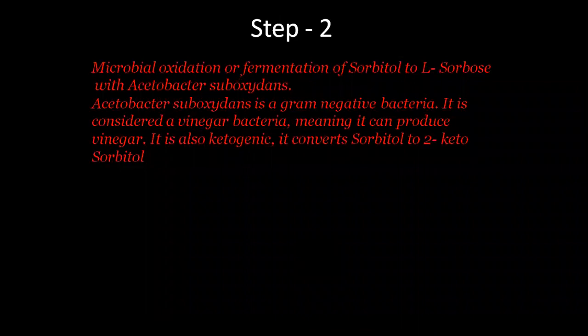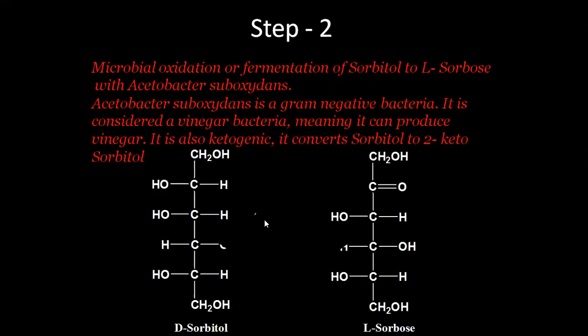microbial oxidation or fermentation. So we take this sorbitol and ferment it to L-sorbose with the help of a gram-negative bacteria, which is nothing but Acetobacter suboxidans. Acetobacter suboxidans is a gram-negative bacteria. It is considered a vinegar bacteria also, meaning it can produce vinegar. It is also ketogenic. It converts sorbitol to 2-ketosorbitol, which is nothing but L-sorbose. So this is what happens.